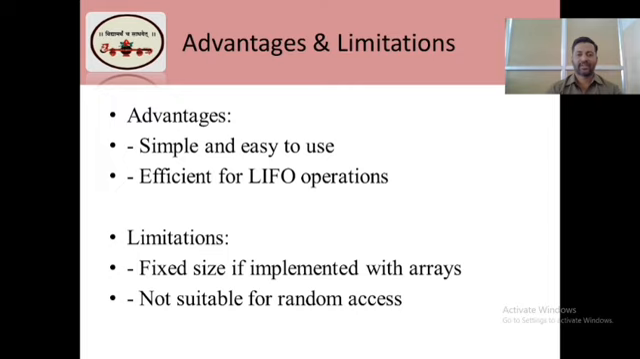So what are the advantages and limitations of a stack? It is simple and easy to use, and efficient for last in first out operations. Now what are the limitations? As we know, the array is of a fixed size, so we cannot go for fewer elements or for more elements. There is an issue of memory, and it is not suitable for random access. If you want to access some element randomly by using an index, this is not a perfect data structure, because we have to insert and delete the element only from the top.